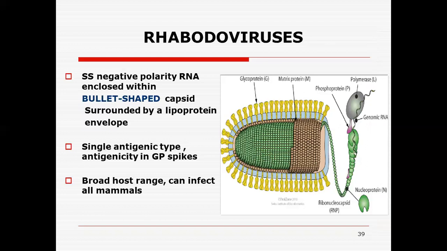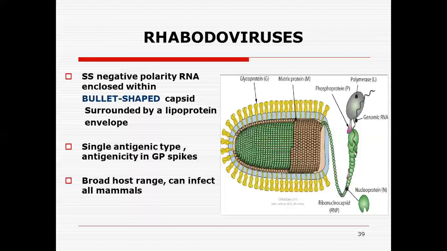Now, the negative polarity RNA, before it is transcribed, or before it enters into replication, has to be changed into positive polarity RNA. So all the negative-strand RNA viruses have to be changed before translation into positive-strand RNA. They have to carry their own RNA-dependent RNA polymerase.